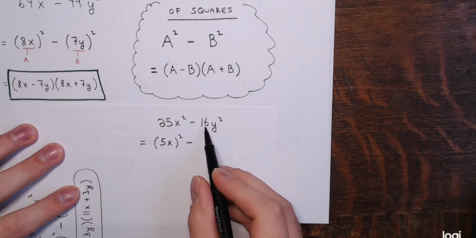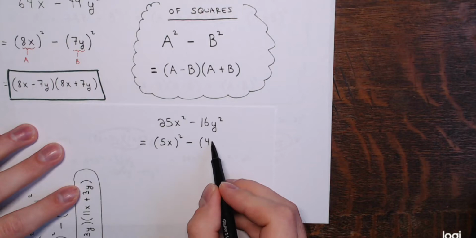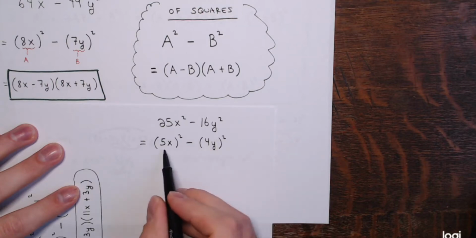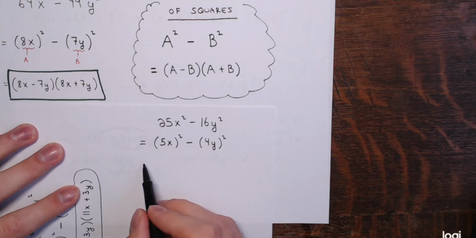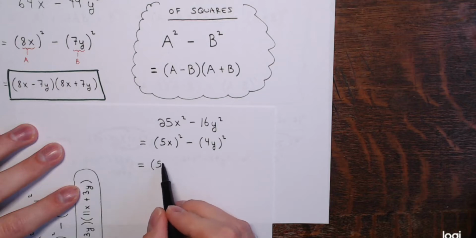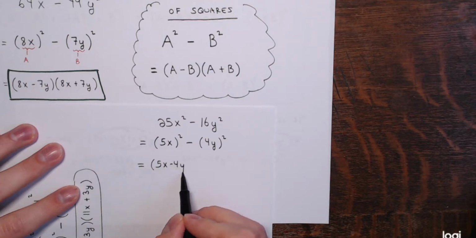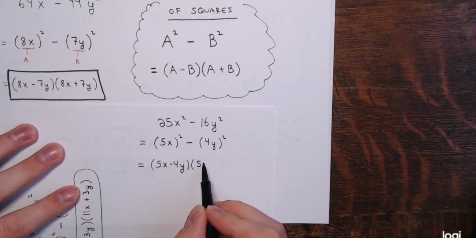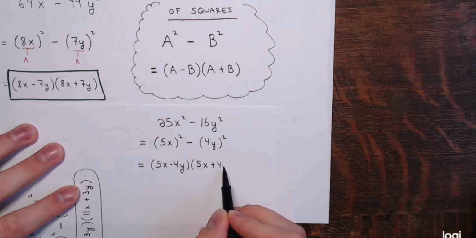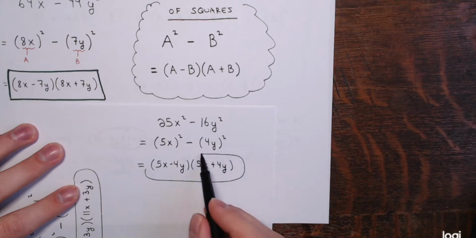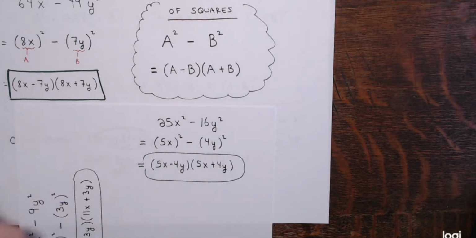Second term, 16y squared is 4y to the second, so I do have a difference of squares, and this will factor then to 5x minus 4y times 5x plus 4y. Or switch them, 5x plus 4y times 5x minus 4y. Either one is fine, but there's the factored form of that polynomial. And you can check by multiplying.